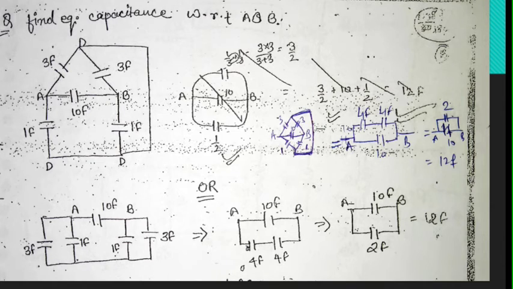Now come to another question. It is asking to find the equivalent capacitance with respect to AB. So this is the point A and this is another point B. So it is asking to find the equivalent capacitance between the points A and B. So see here, this point D and this point D and this point D are the same, so they are connected in the same manner.